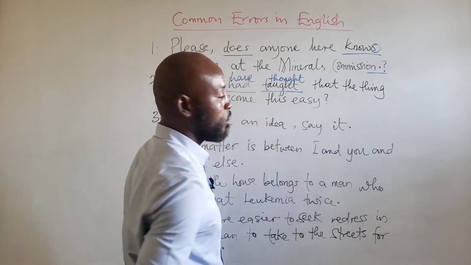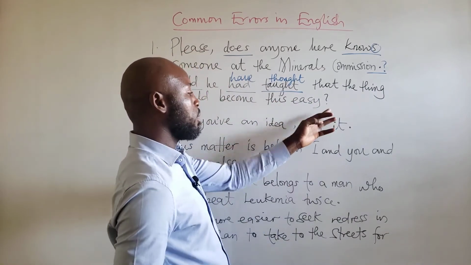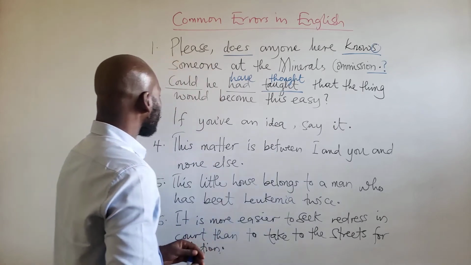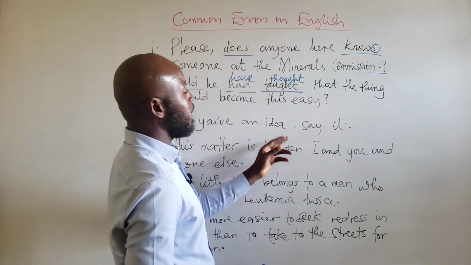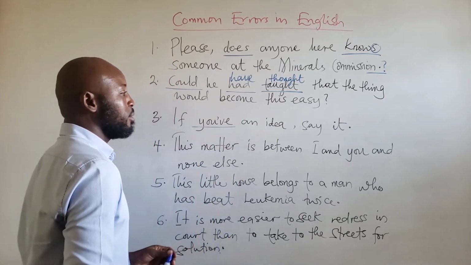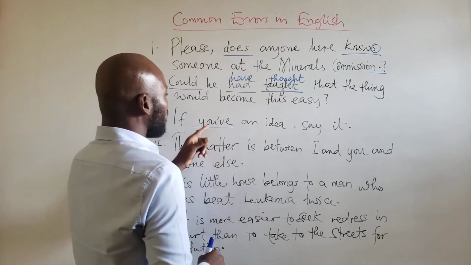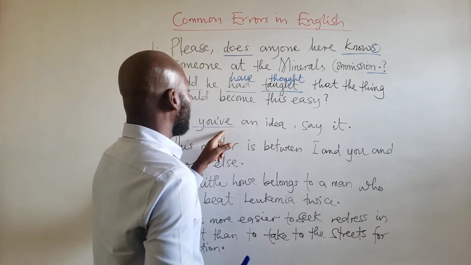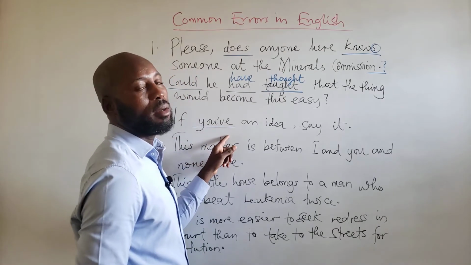And then since it's a question, there's a question mark, and that is correct. If you have an idea, say it. This, if you read it, it doesn't really stay clear. There's something about the auxiliary have.